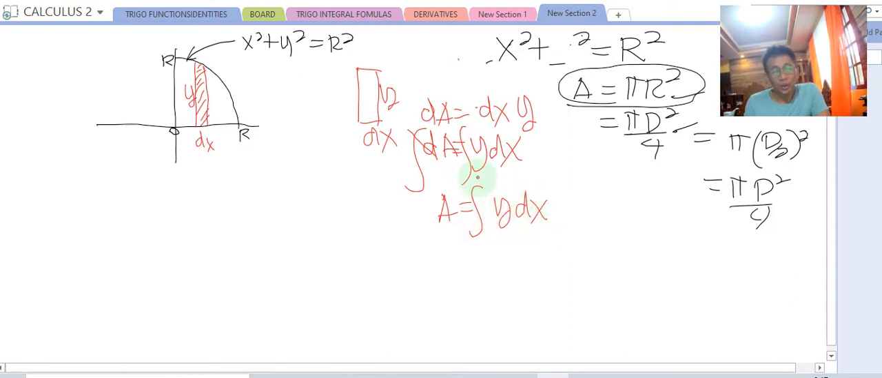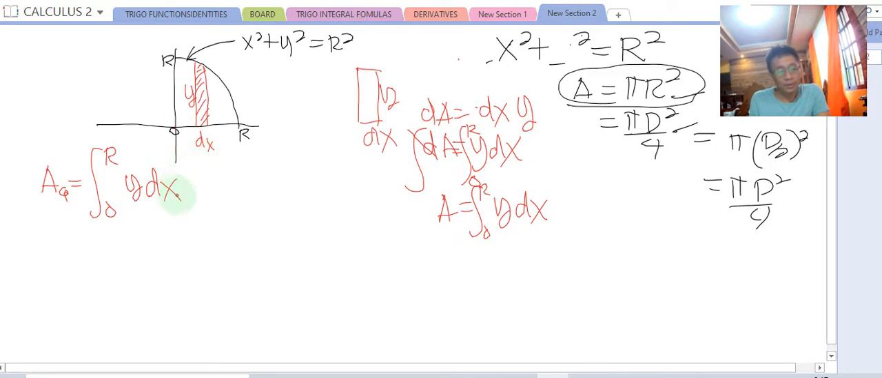Of course, we collect all the differential strips from 0 mula dito hanggang dito. Okay? From 0 to r. Okay? So, i-finalize mo na lang dito yung area of a circle, yung quarter, ha? Lagyan natin quarter para hindi tayo malito. Quarter is equal to integral from 0 to r of y dx. Okay? So, yan.